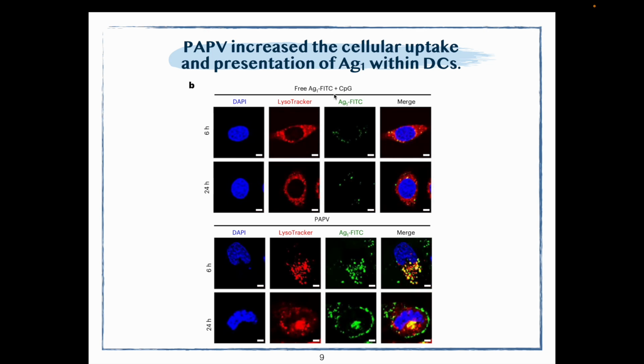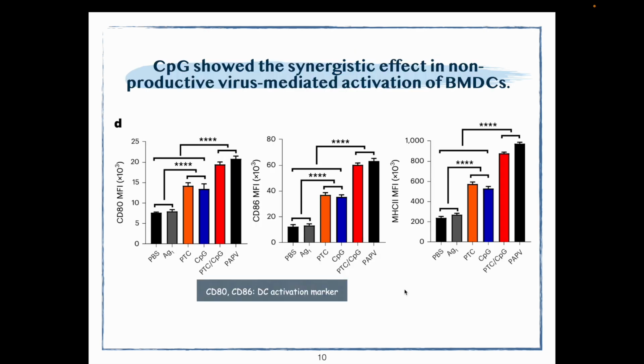We can see that free AG1 and CpG only show very poor signal in antigen presentation. On the other hand, PAPV exerts a robust FITC signal on the cell membrane, indicating that PAPV significantly enhances the capacity of antigen presentation in DC. Moreover, dendritic cell activation is required for activation of T cells. They also examine the DC activation markers by flow cytometry. CD80 and CD86 are DC activation markers. MHC2 is the antigen presenting marker.